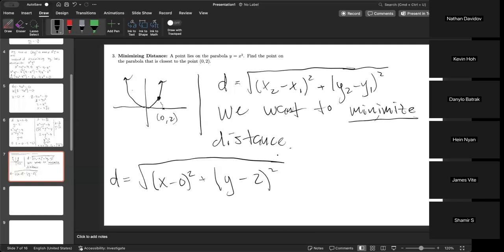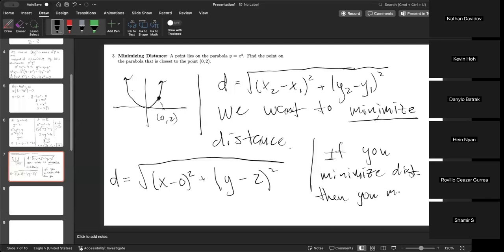Okay. Well, if you minimize the distance, then you minimize the square of the distance.